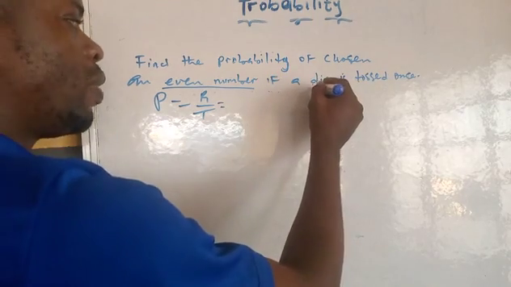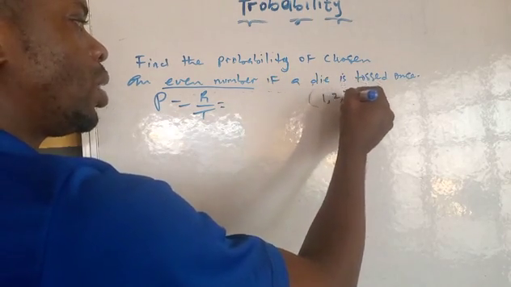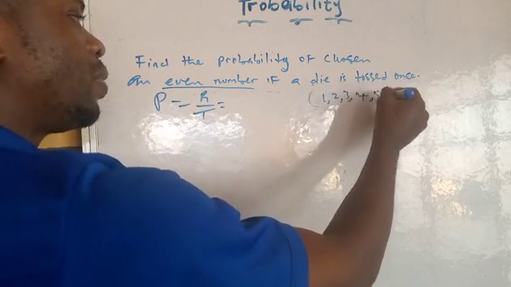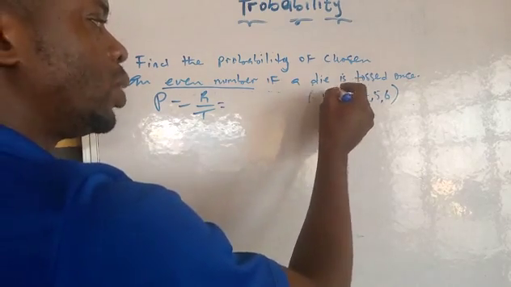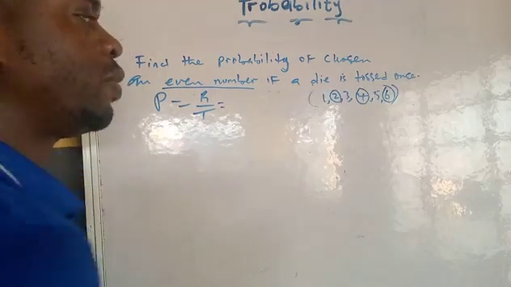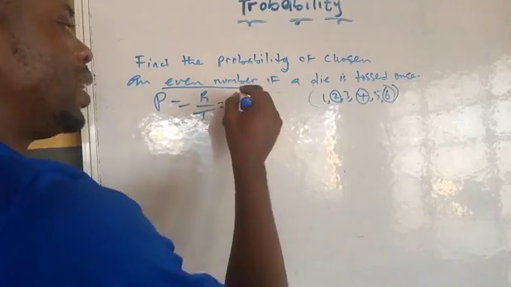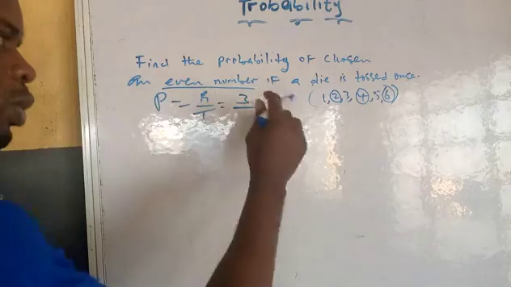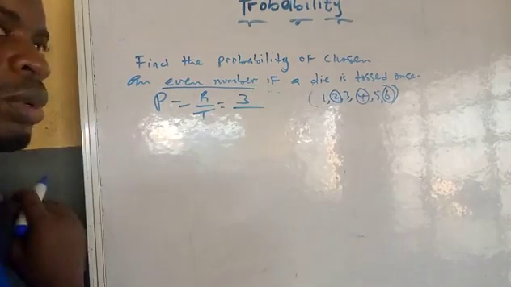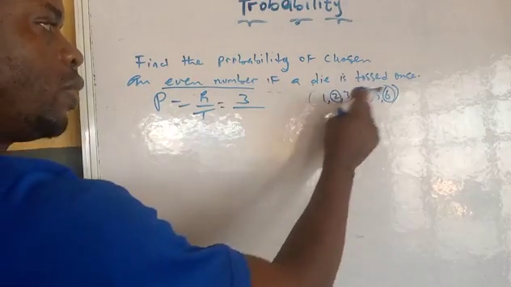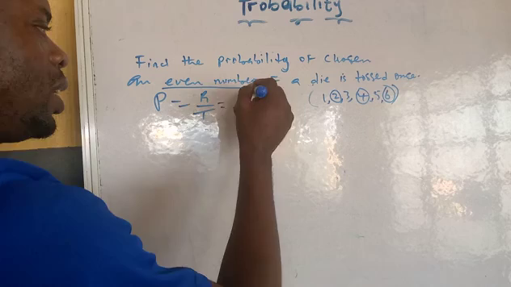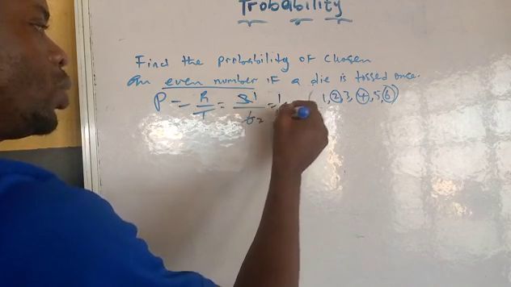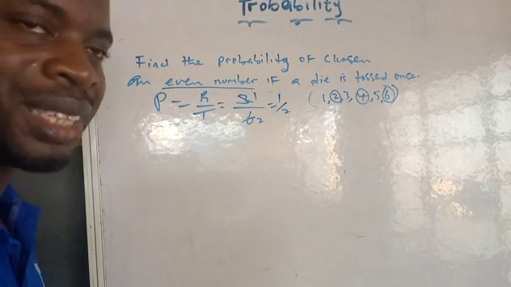So for that, we have 1, 2, 3, 4, 5, 6. These are the 6 numbers on a die. So you now look at the even numbers there. 2 is an even number, 4 is an even number, 6 is an even number. So it means the number of even numbers is 3, over the total items in that question, which is 1, 2, 3, 4, 5, 6. That's the 6 numbers on a die. So we have 3 here, 1, 3 here, 2. So we have 1 over 2. Final answer. It's as simple as that.